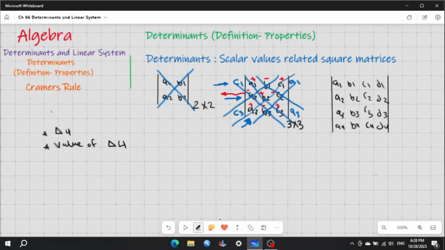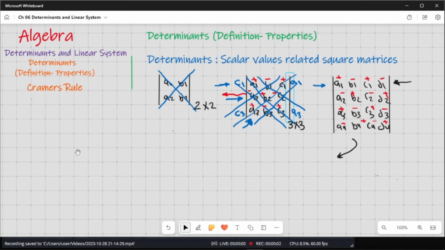Okay, and to determine the value of this determinant easily, as we know before, we have our signs. Here I have first row and the first column, so I have here positive, negative, positive, negative. And here second row and first column, so I have negative, positive, negative, positive. Here I have positive, negative, positive, negative. Here negative, positive, negative, positive. Okay, so here we have a determinant of order 4.